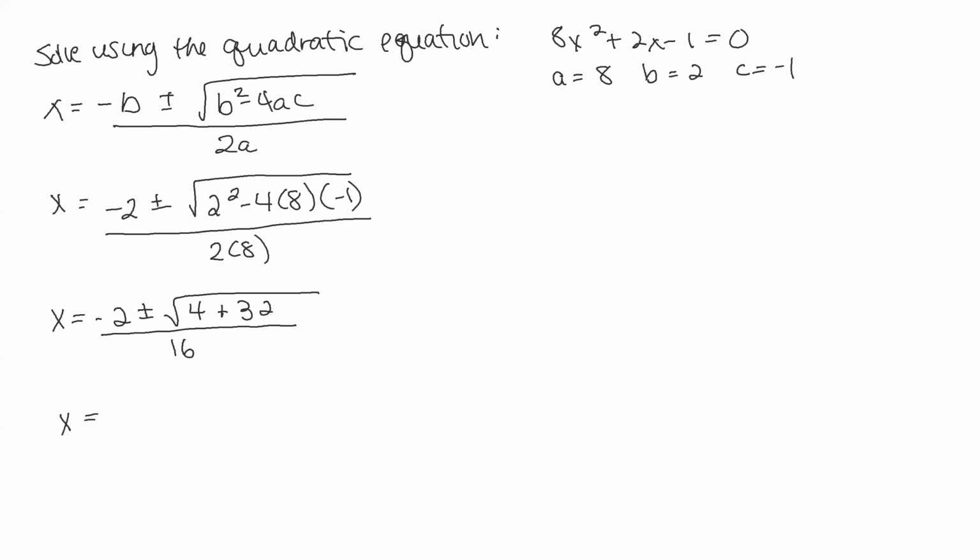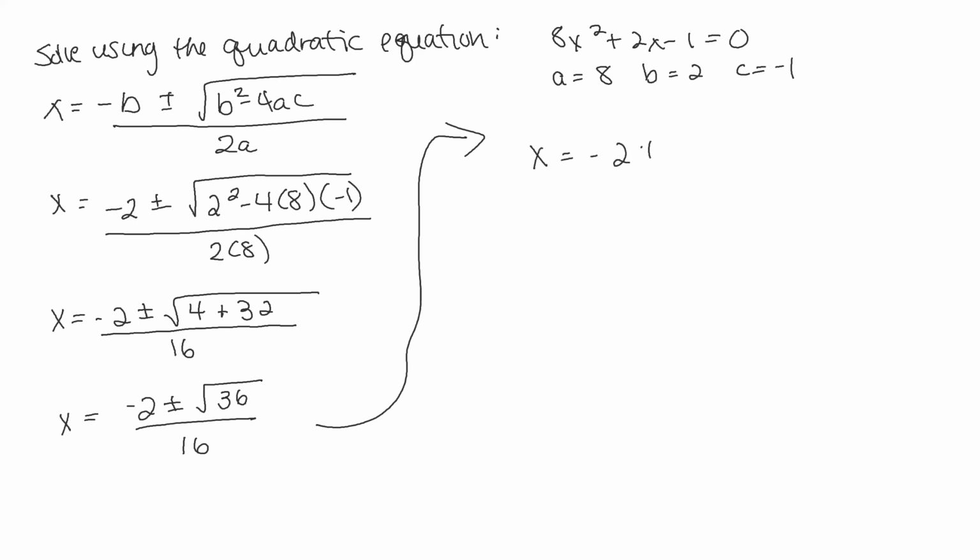So keep going. We get negative 2 plus or minus under the radical, 4 plus 32 is 36. All of that over 16. I'm going to move things over here. X equals negative 2 plus or minus. Well, can you evaluate the square root of 36? Absolutely. The square root of 36 is just 6, all over 16.